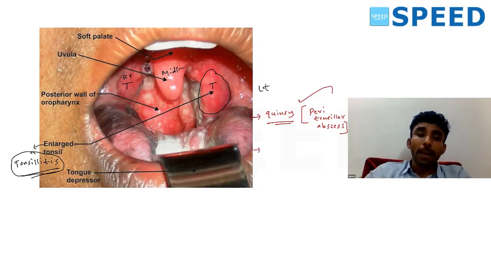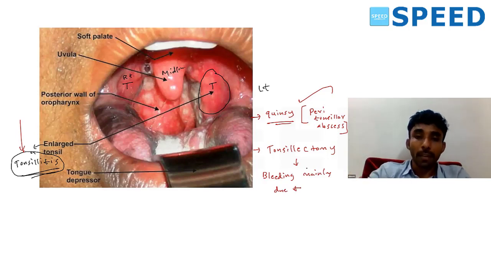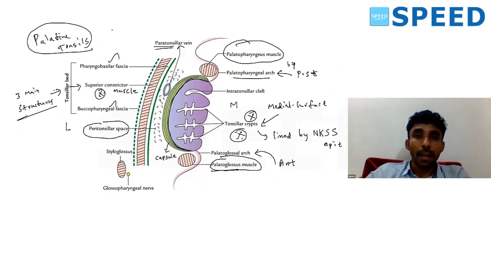Then if the palatine tonsils are enlarged due to infection and inflammation, you have to surgically remove them. What is the procedure of surgical removal of the palatine tonsil called? Exactly, tonsillectomy. During the tonsillectomy procedure, the bleeding or hemorrhage is mainly due to injury to one vein present in the peritonsillar space. What is that vein called? Yes, the paratonsillar vein.